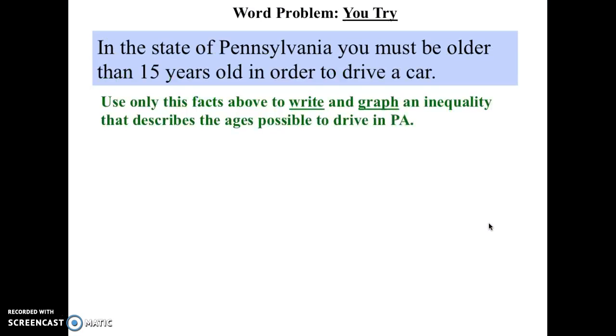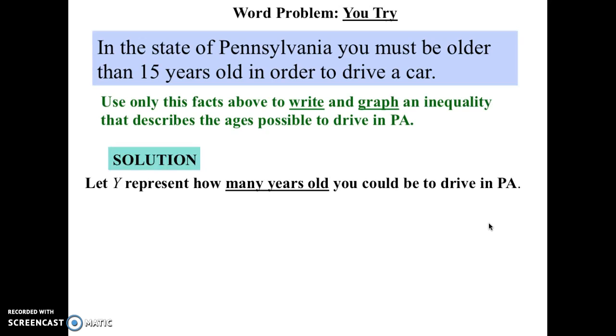You try this one. In the state of Pennsylvania, you must be older than 15 years old in order to drive a car. Using only the facts, write and graph the inequality that describes the ages possible to drive in PA. Okay, so I'm going to let Y, you could use any letter, to represent how many years old you could be to drive in PA. Noticing that the value of Y must be greater than 15, because really, can you drive at 15 years old according to this? No, you have to be older, so 16 would be the first year you could drive.